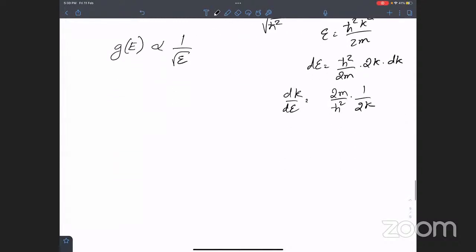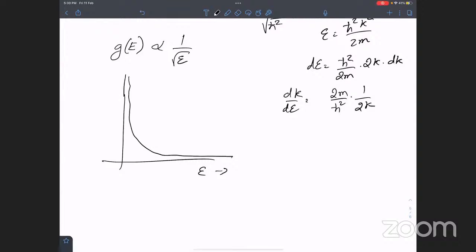Now, how does this function look like? If this is x, it's going to be infinite at 0, and then it's going to plateau out like this, right? Just like the 1 by x function, it's going to look something like that.